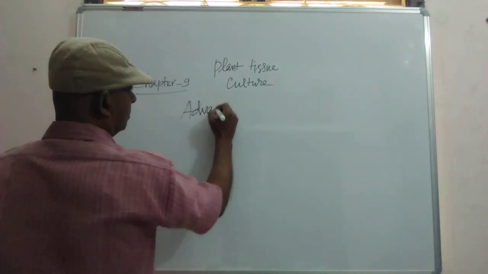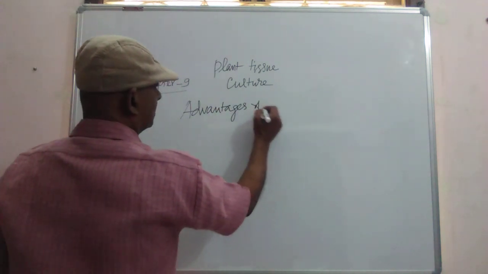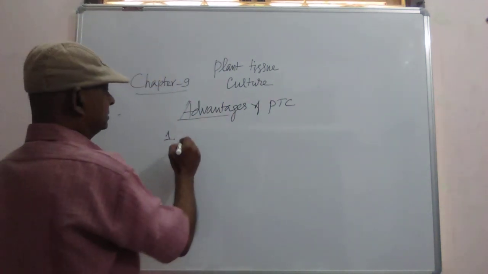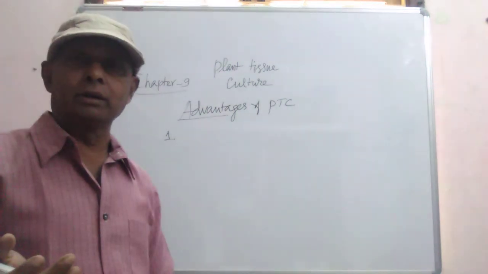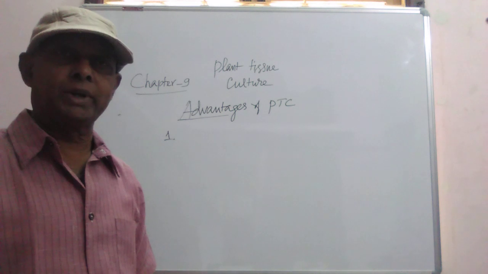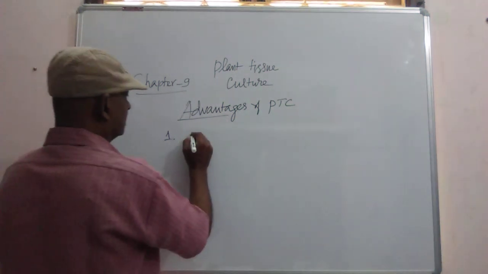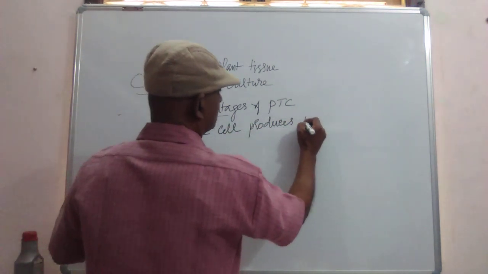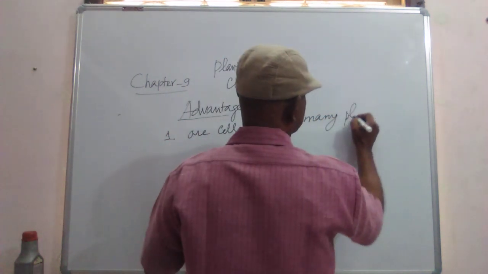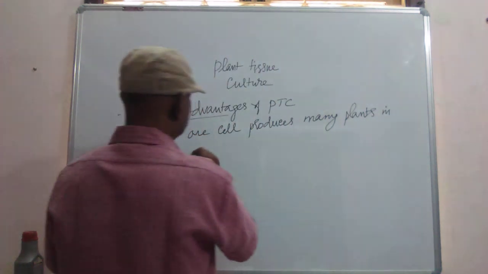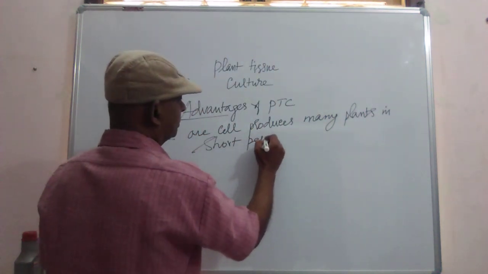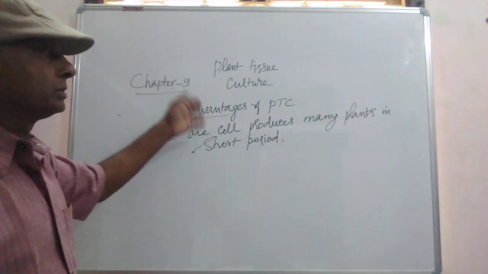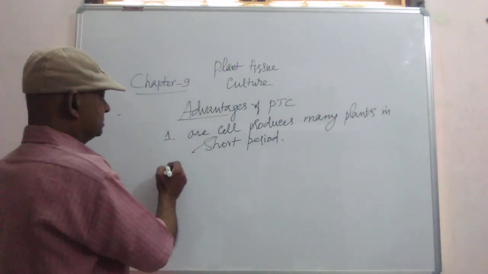Advantages of plant tissue culture. First advantage, from a single cell, a number of plants can be generated. One cell gives rise to thousands and thousands of plants in a short period. In the tissue culture method, one cell produces a number of plants, thousands and thousands of plants in a short period. That is the first advantage.